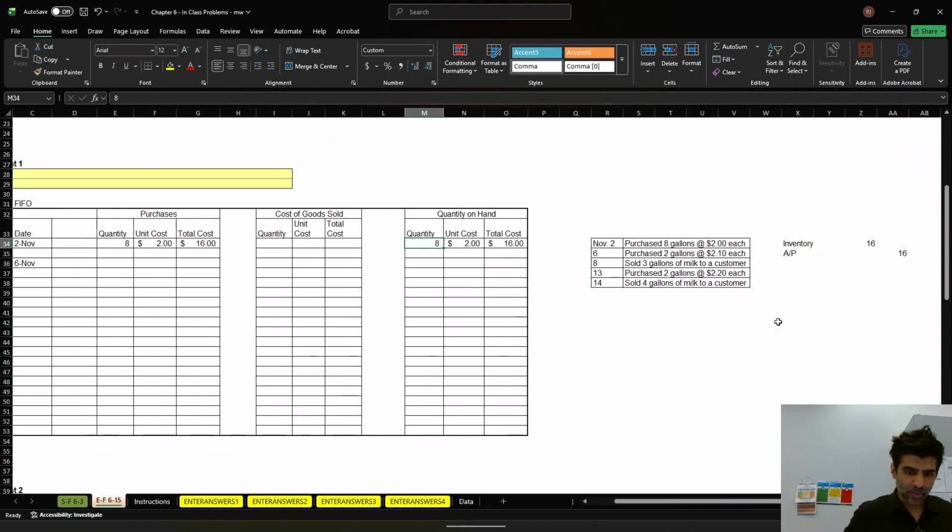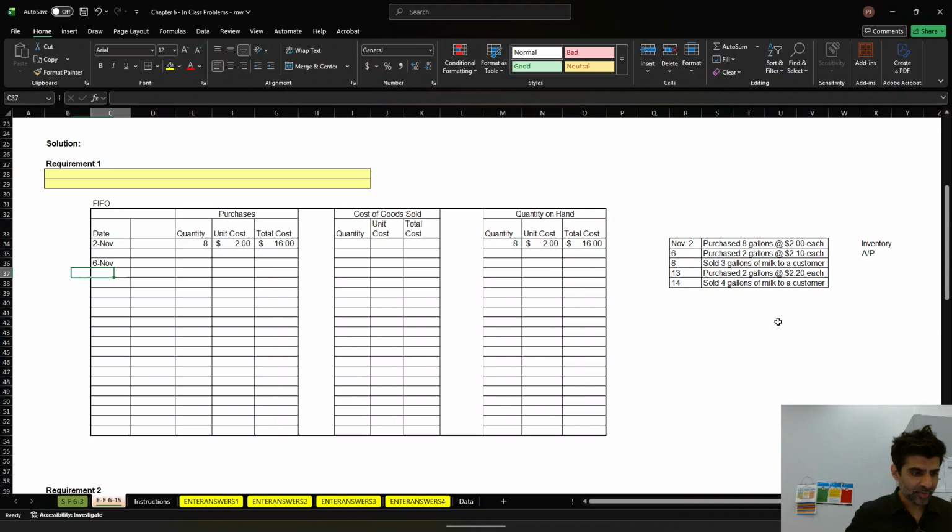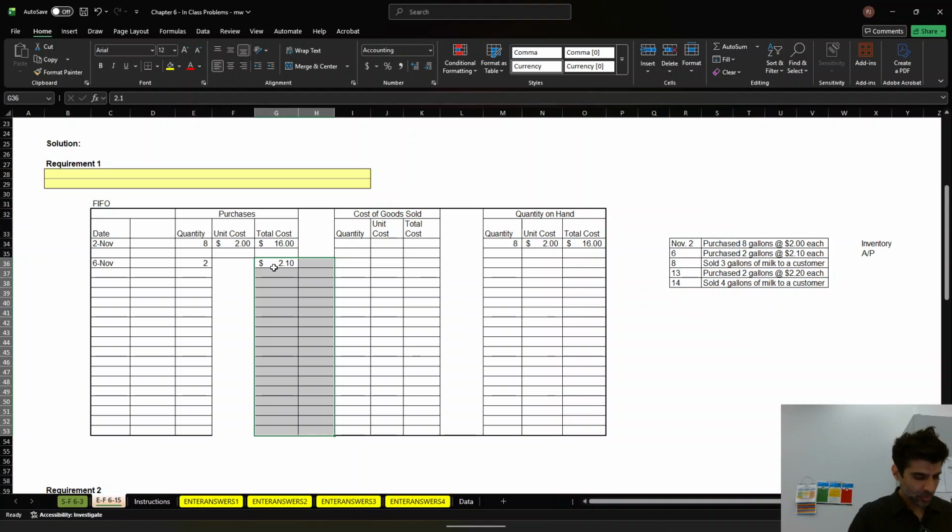Okay, so November 6th, we're buying 2 more gallons. So this time they're $2.10. So one way you can do the formatting is just select all these cells, do it dollar, and now they'll all be kind of formatted the same.